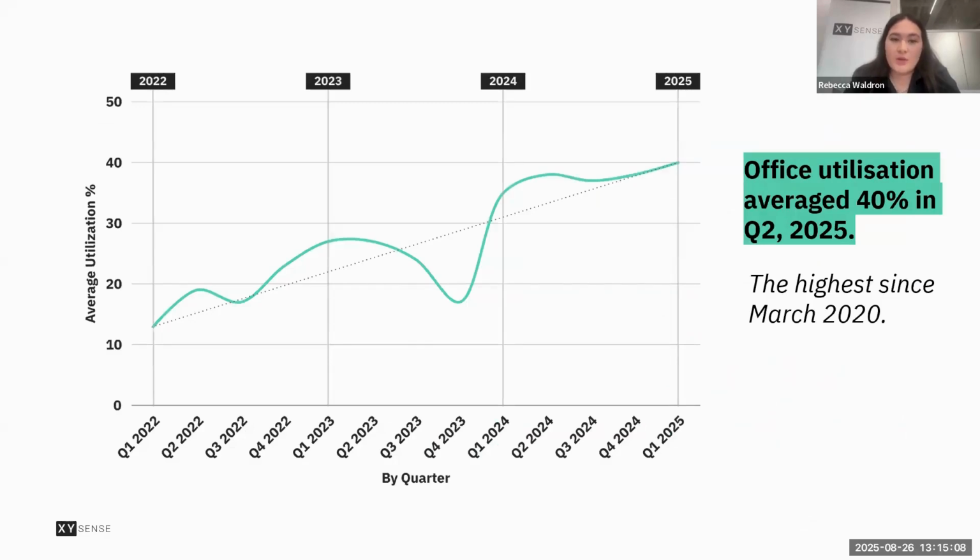So overall, global workplace utilisation has climbed to an average of 40% since March 2020. A few key dynamics have affected this shift. The first is an increase in return to office requirements, resulting in more people in office. And the second is that organisations have had more opportunities to right-size their real estate as well.